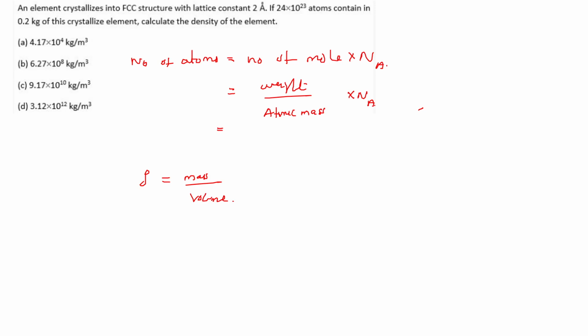What is the answer you got for this problem? See here. You could have got the answer 0.05 kilogram, that is 50 gram, and for density, substitute mass by volume. Then you will get 200 into 1.66 into 10 to the power minus 27 divided by 4.5, 15 into 10 to the power 4 kilogram per meter cubed.